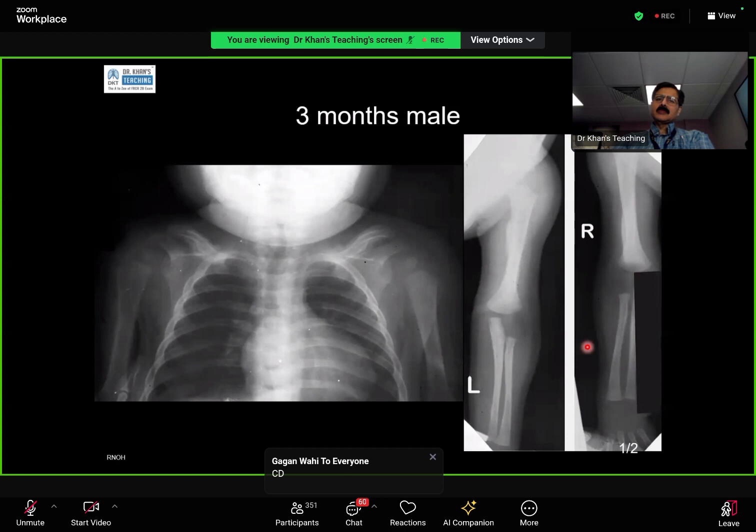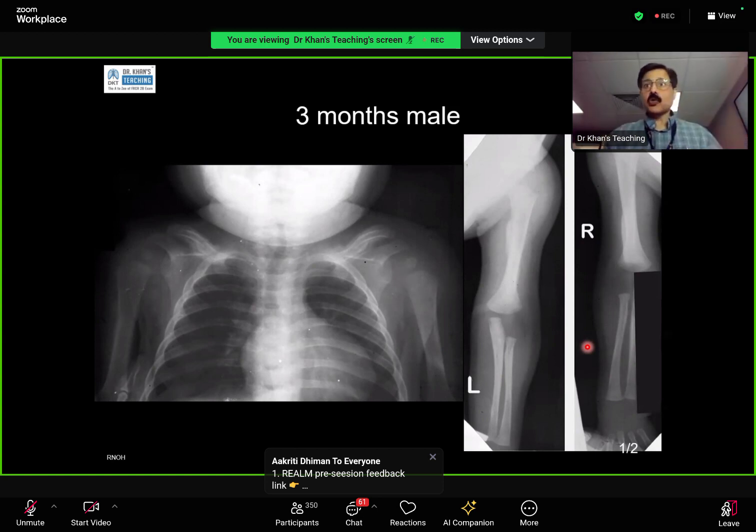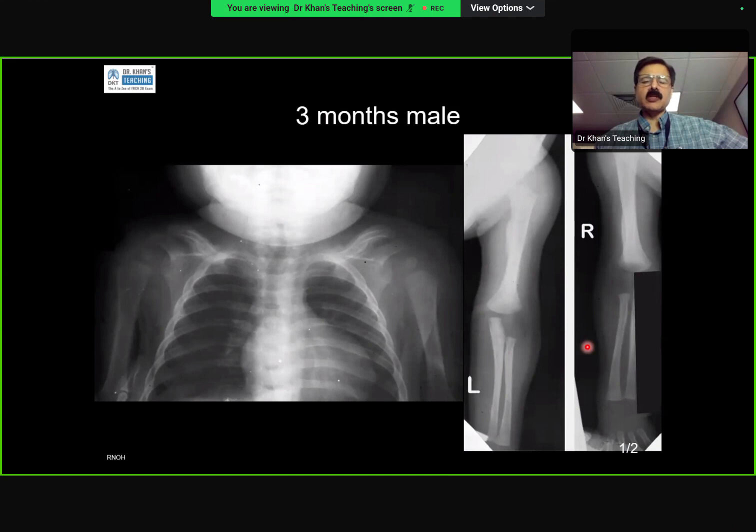I believe it happens more after 3 months. No. Okay, it will happen in utero also. So what is the feedback? You see, the feedback is how important your theoretical knowledge is. You picked up the finding beautifully, but you were not able to diagnose it for the simple reason that you did not remember the age of Caffey's disease.